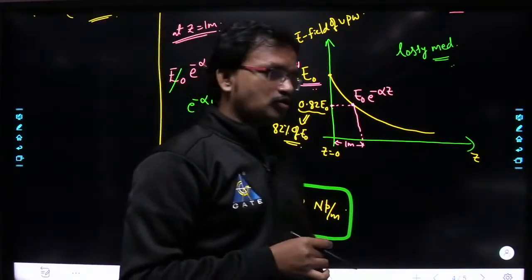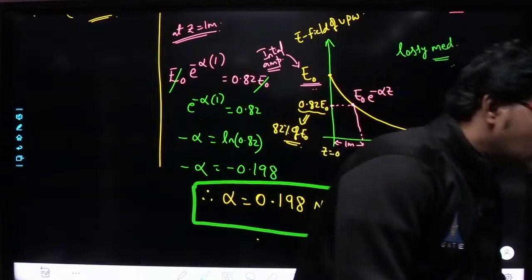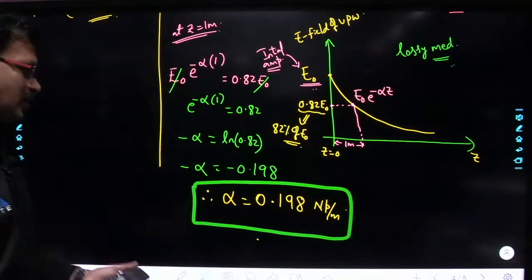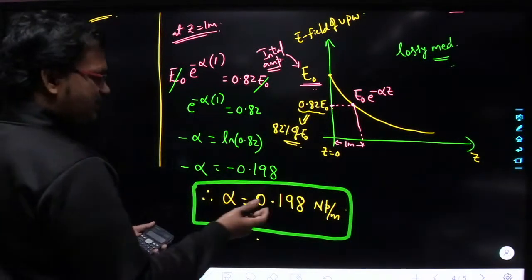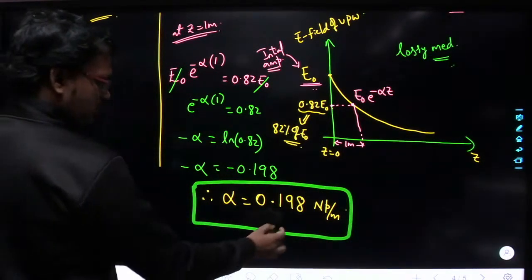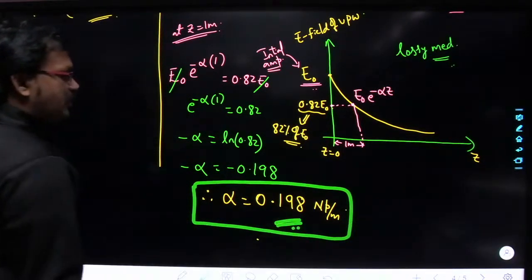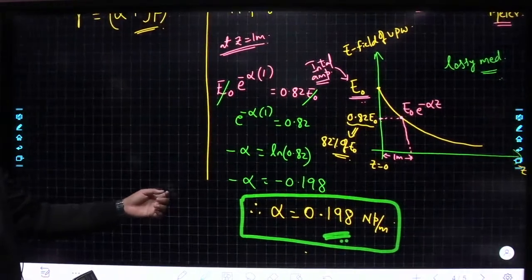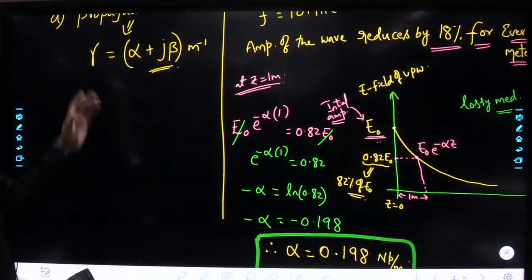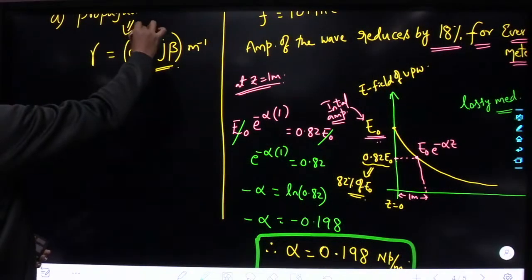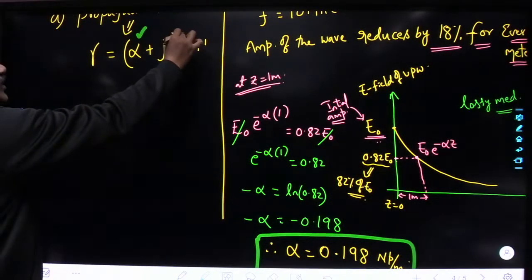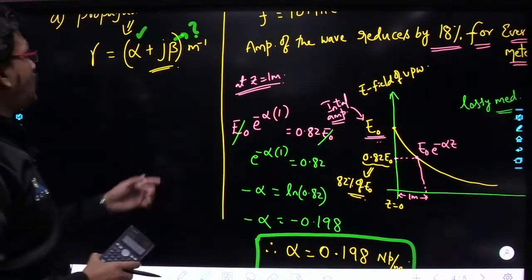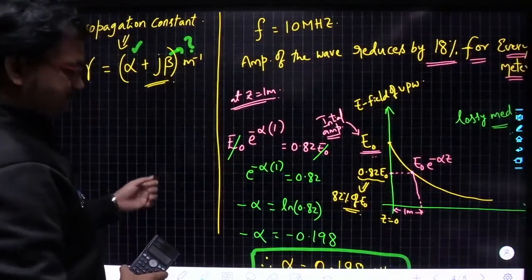So next you have to determine beta value. Selvaraj, okay, very good here. So 0.198 approximately, 0.19845, okay, no problem. So 0.198 Neper per meter. So this is alpha value. Now how do we have to determine beta value here? We have to determine the propagation constant. So we have determined alpha value. Now how can we determine the beta value?